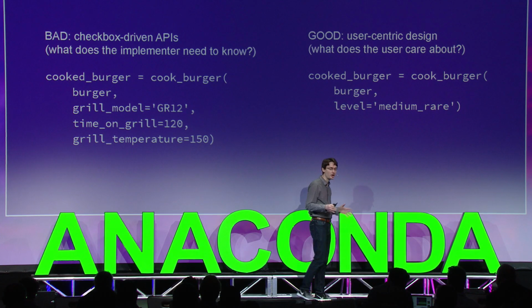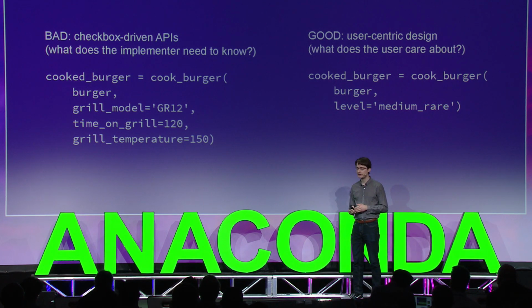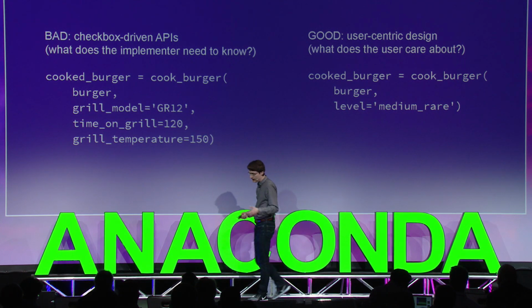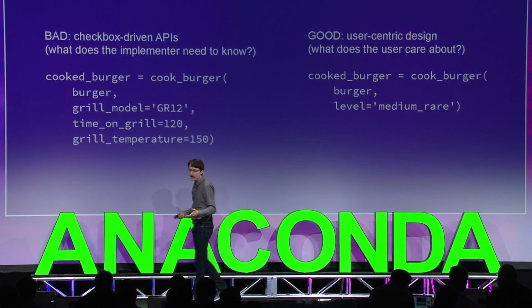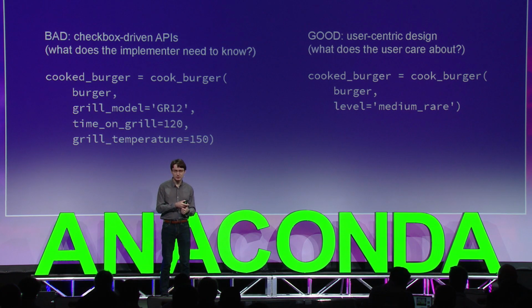And the end-to-end workflows that you design should be all about domain-specific concepts that users are familiar with. Like imagine if you're at a restaurant and you order a burger, and the waiter asks you, so what sort of grill model do you want us to use to cook your burger? What should be the temperature on the grill? How long do you want us to cook your burger? Well, these are not the right questions to ask.